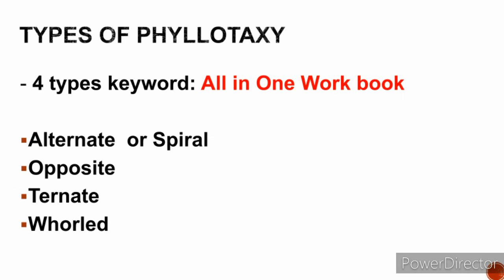There are 4 types of phyllotaxy. They are alternate, opposite, ternate and whorl. In the NCERT syllabus, ternate is not given, whereas from the NEET point of view, we need to know what ternate is. To remember, we use the keyword "All in one textbook or workbook". We'll see each type in detail.